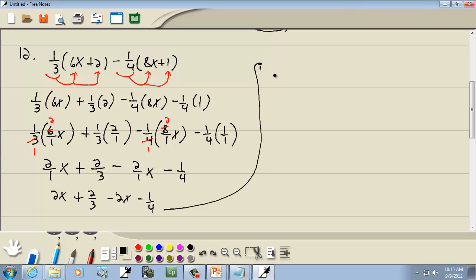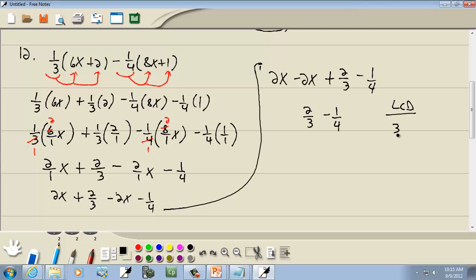Well, let's rearrange things so like terms are together. So we got 2x minus 2x plus 2/3 minus 1/4. Well, 2x minus 2x drops away. And we got 2/3 minus 1/4. Well, let's get a common denominator.